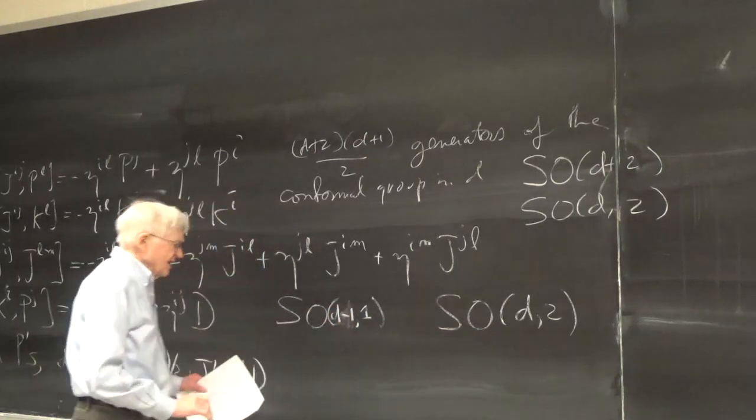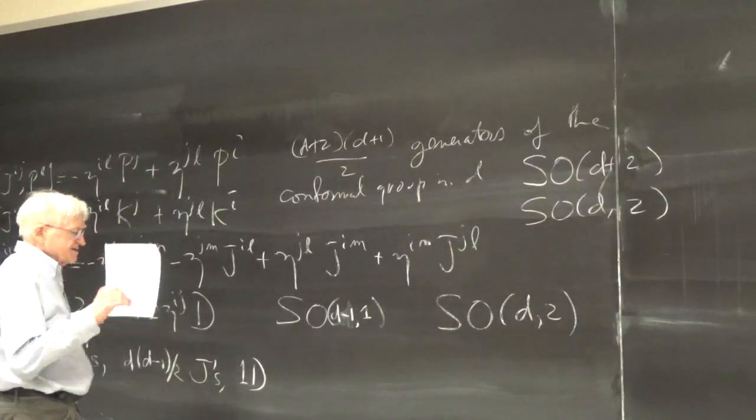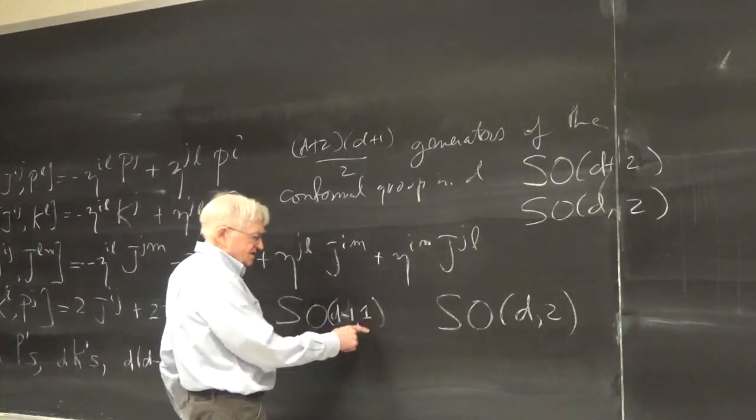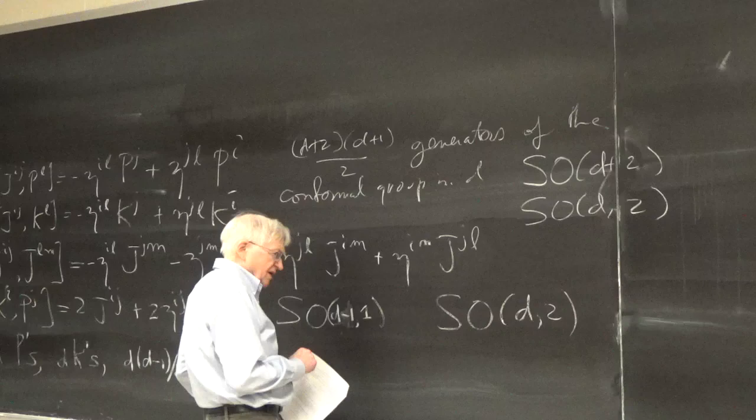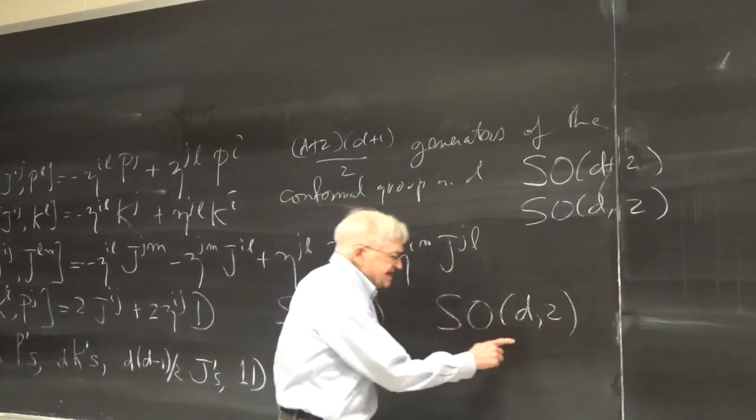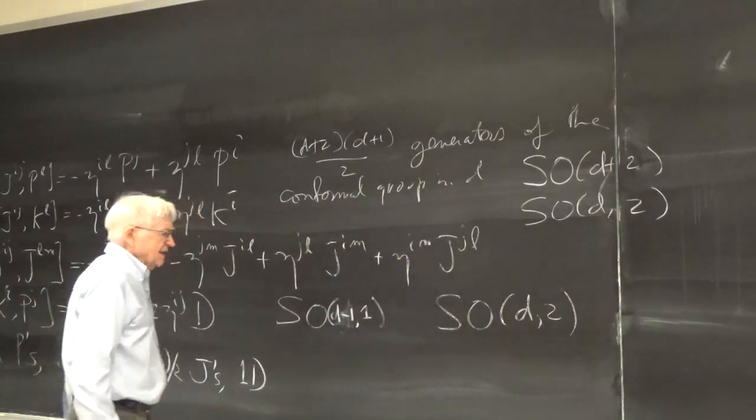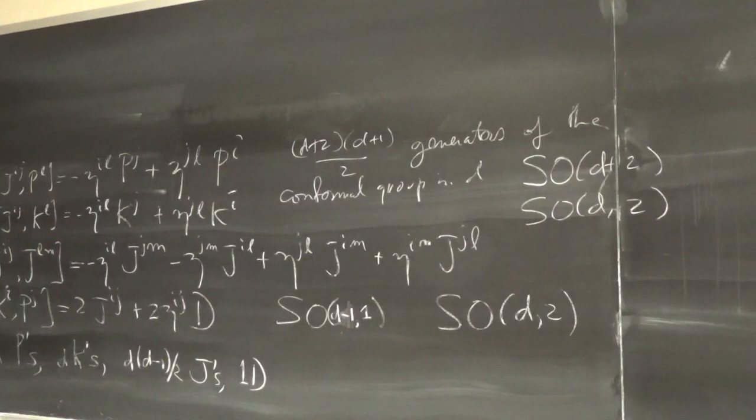So if you're in D-dimensional Minkowski space, D-1 space dimensions, 1 time dimension, the corresponding conformal group is SO(D,2). And that conformal group is the same as the Lorentz group for a space-time with D space dimensions and 2 time dimensions. Now, what the significance of that is, I don't know. But I invite you to think about it.